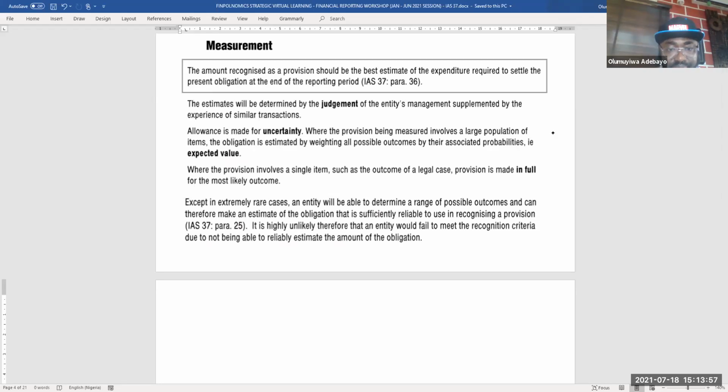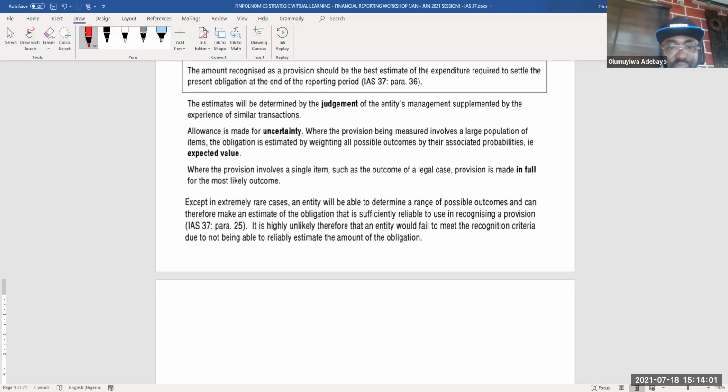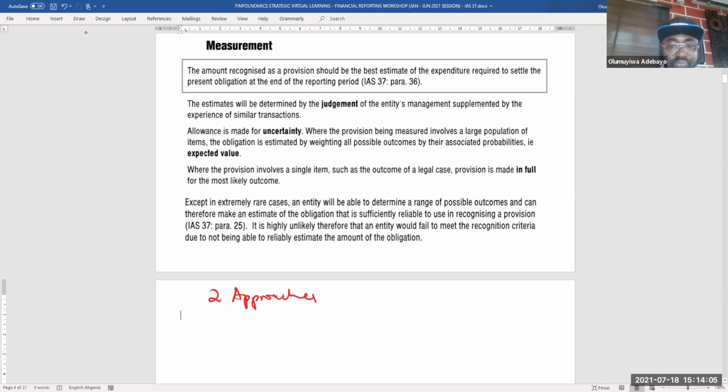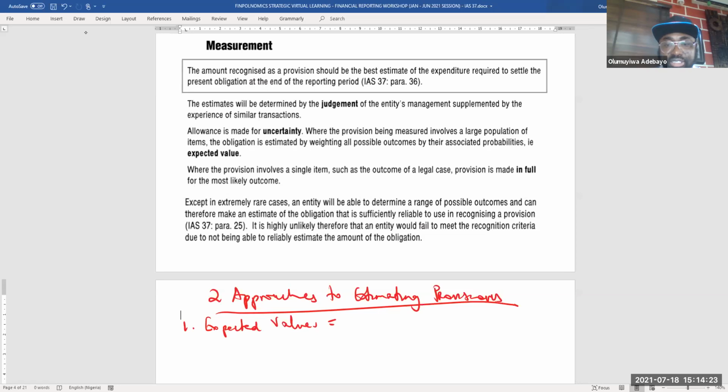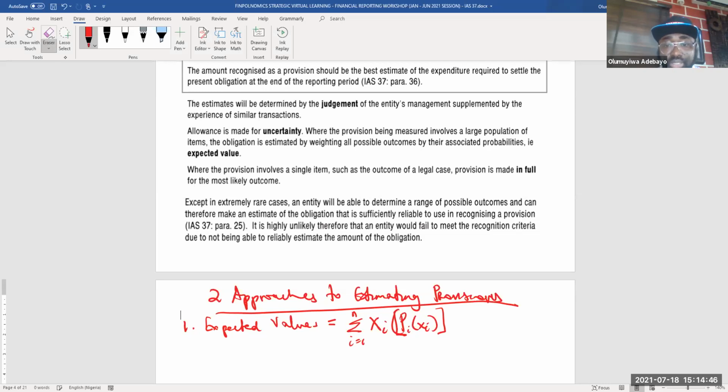Okay, now what I'm saying is that the two methodologies, the two approaches to estimating provisions, are: one, expected values. Expected value is simply the sum of the factor, which is the estimate, times the probability of that factor. And we are going to see that mathematically as we move on.